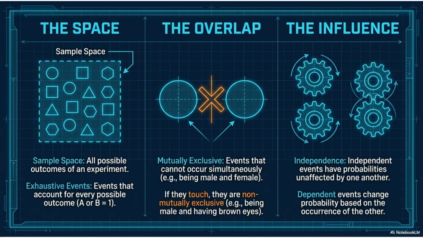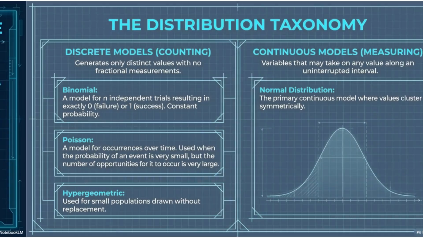In probability, the sample space includes all possible outcomes. Mutually exclusive events cannot occur simultaneously. Independent events have probabilities unaffected by one another, while dependent events change based on the other's occurrence.